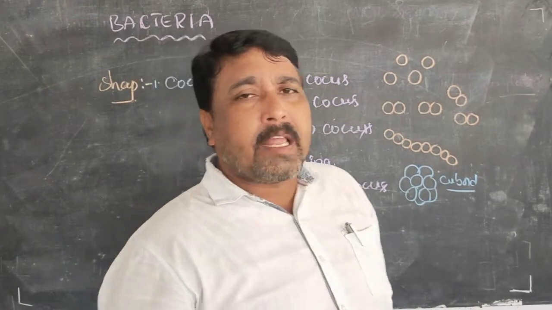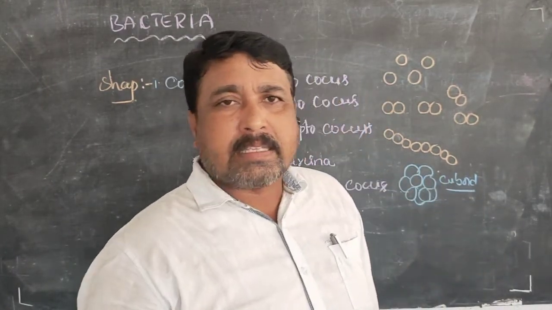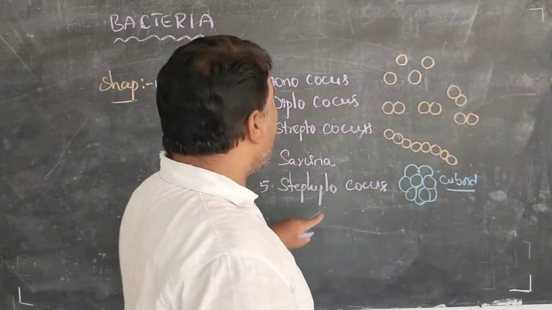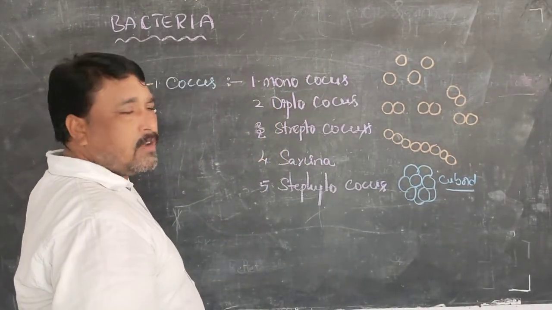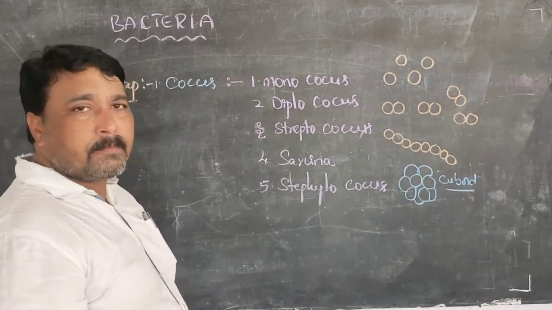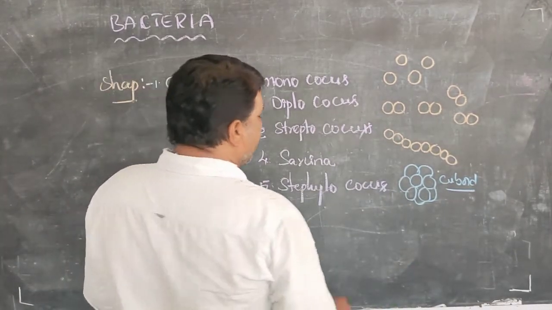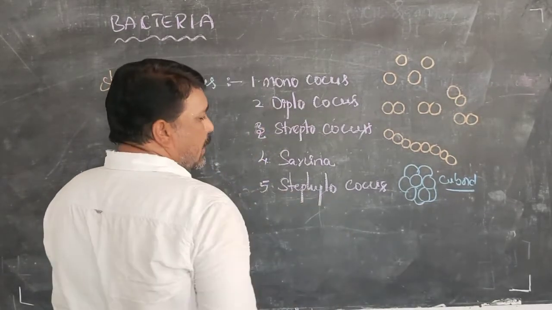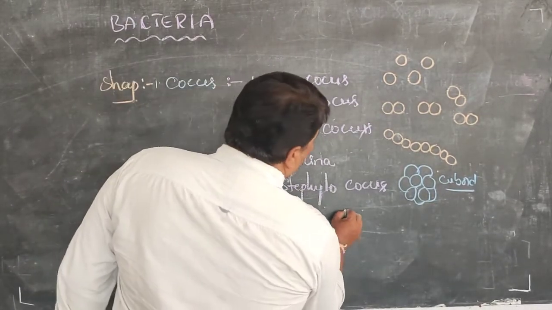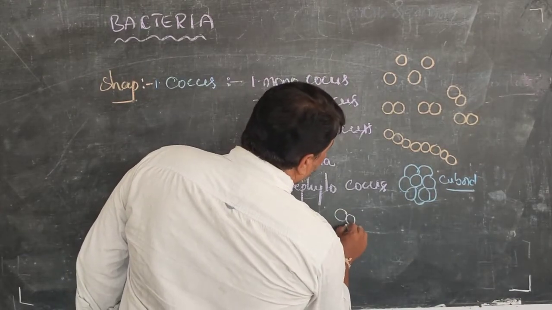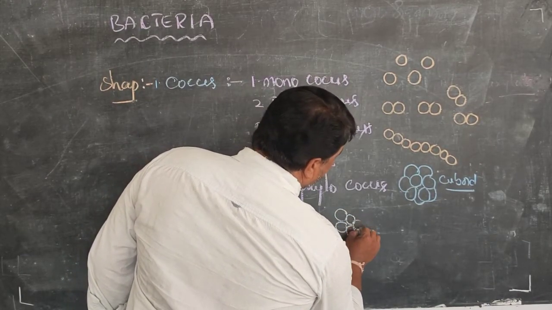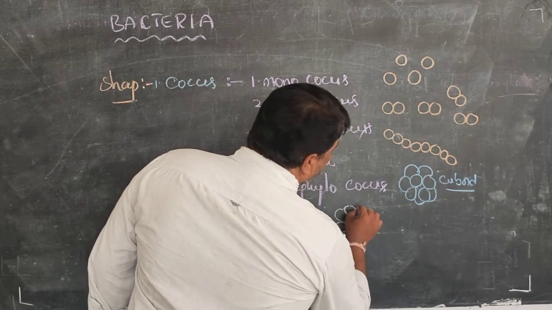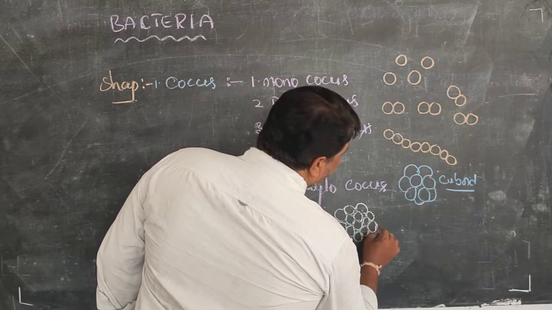Eight spherical-shaped cocci arranged in a cuboid structure. That type of shape is called sarcina. And the last and final one, staphylococcus. The staphylococcus bacteria are arranged in a grape bunch. A number of spherical bacteria arranged in a bunch of grapes.